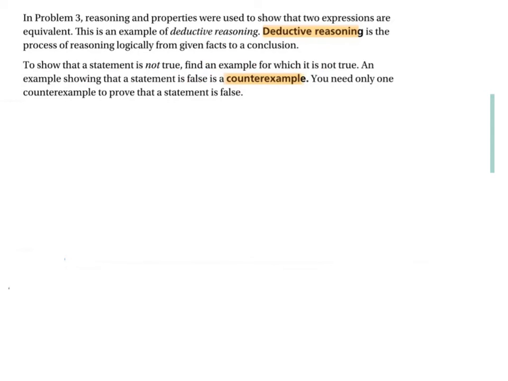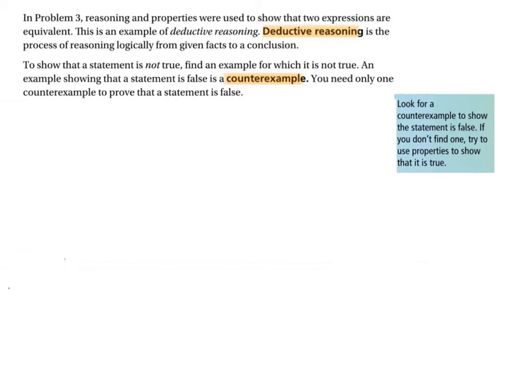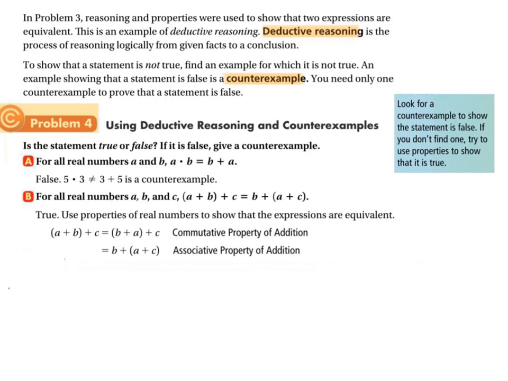Now, let's look at this. If you can't find a counterexample, you can't think of one, see if one of the properties that you've got actually makes it true. Because just because you can't think of the counterexample doesn't mean there isn't one, but usually you can think of one. Often you can, okay? Let's take a look at this.